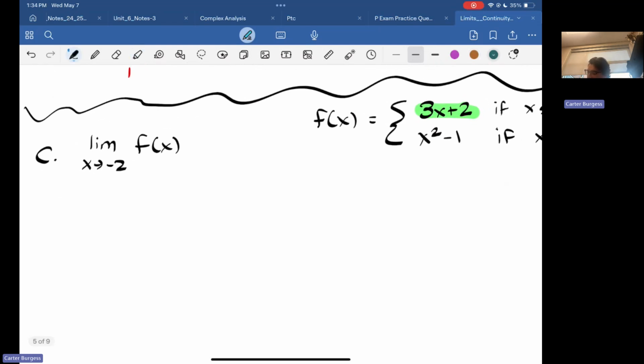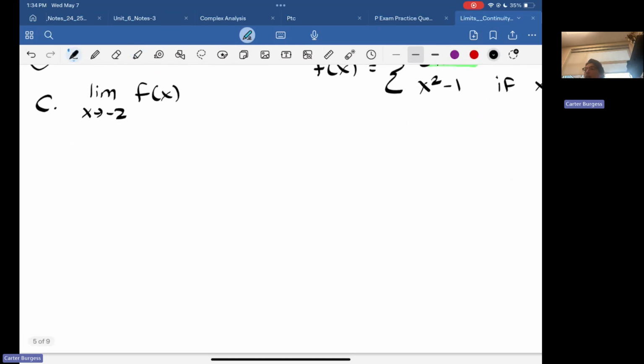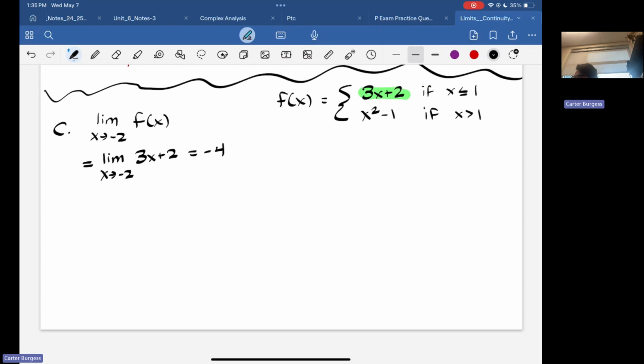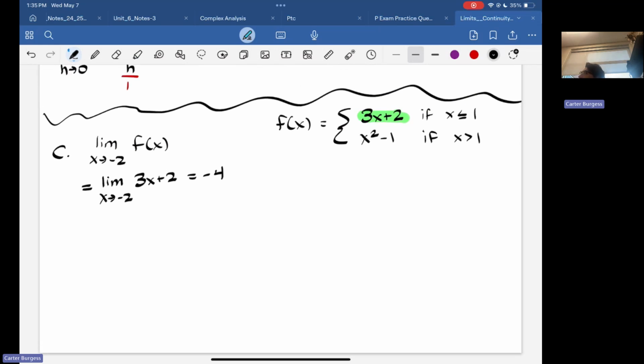And so when I ask for the limit as x approaches negative 2 of f of x, this is the same as the limit as x approaches negative 2 of 3x plus 2. Does this have any domain issues? Certainly not. Definitely not around negative 2, but also just not in general. And so what is this limit going to be? It is negative 4. It doesn't even matter what the other part of the function is doing.